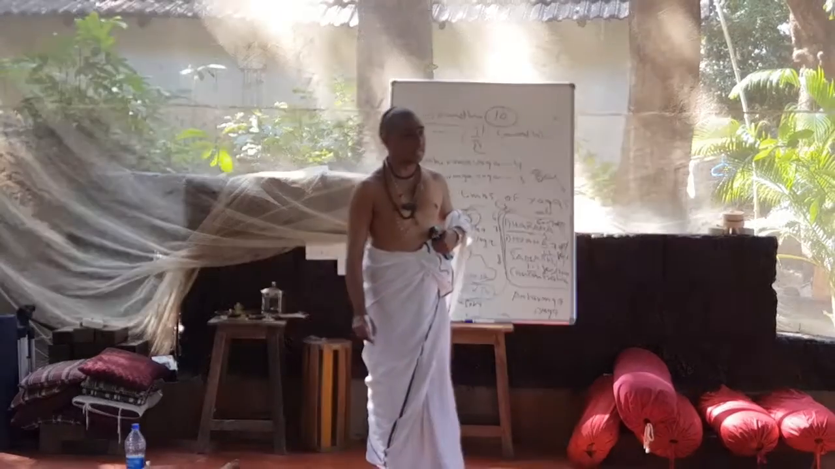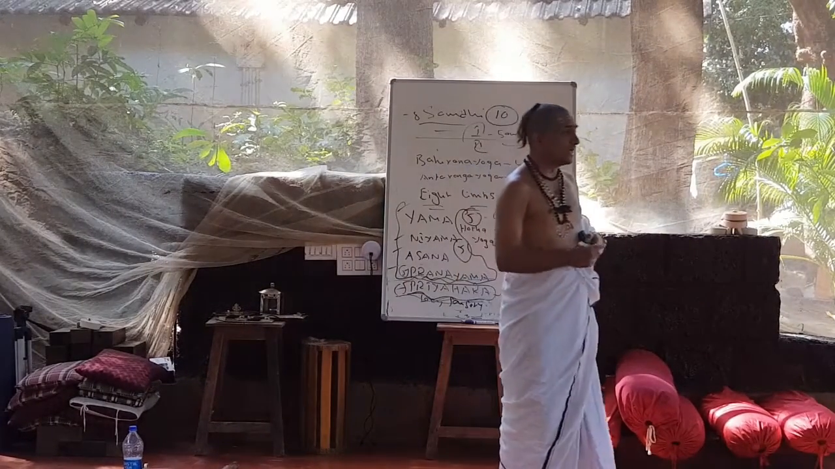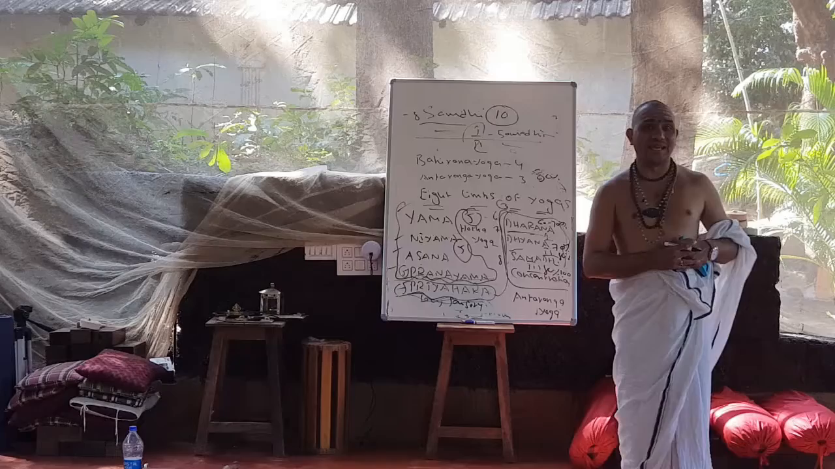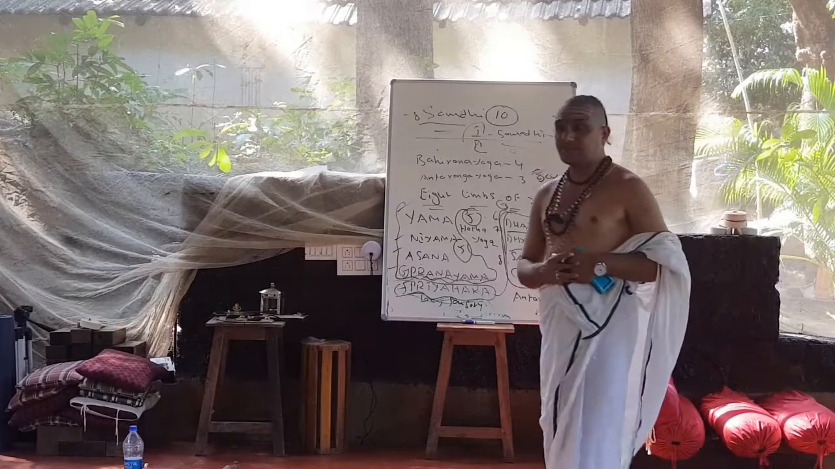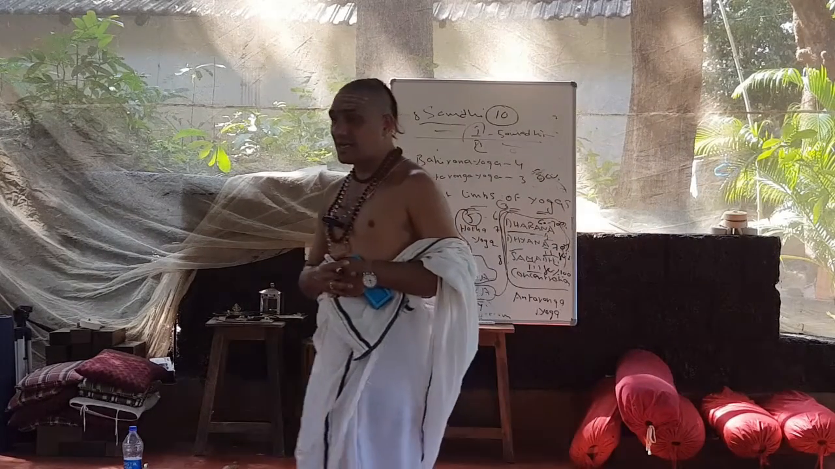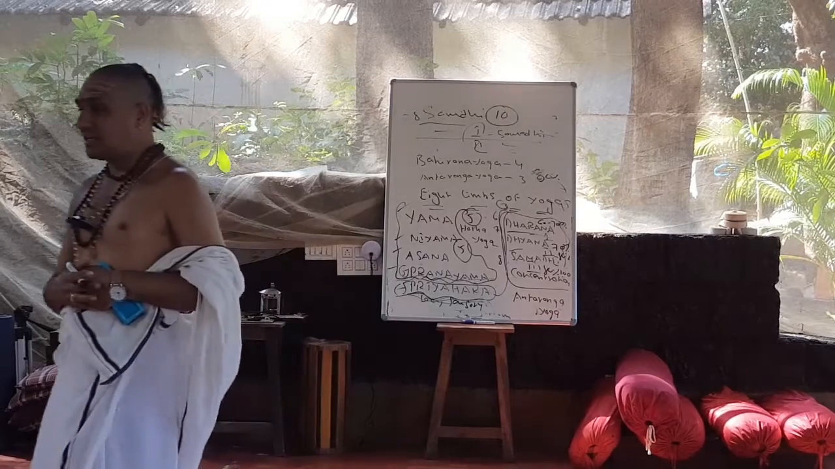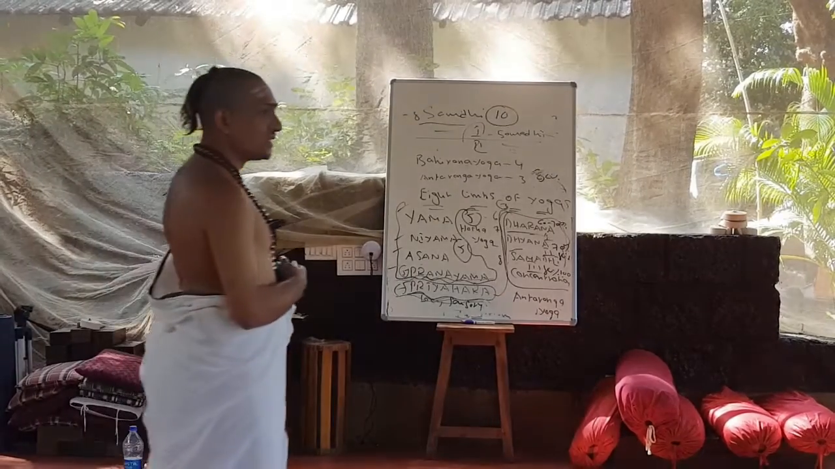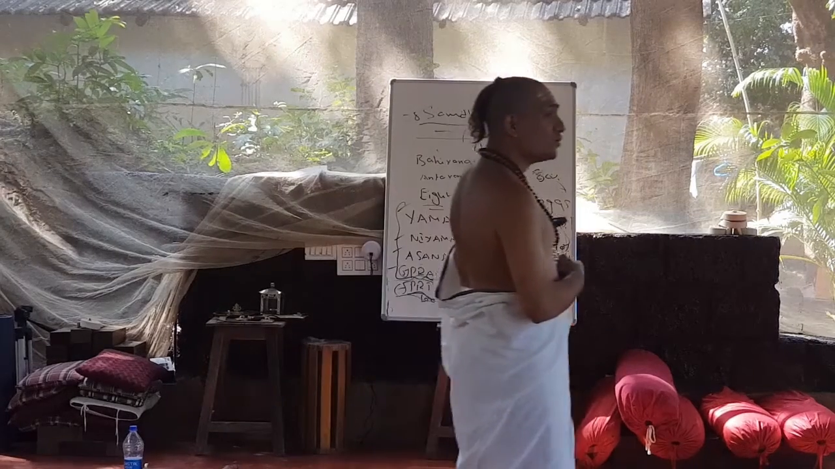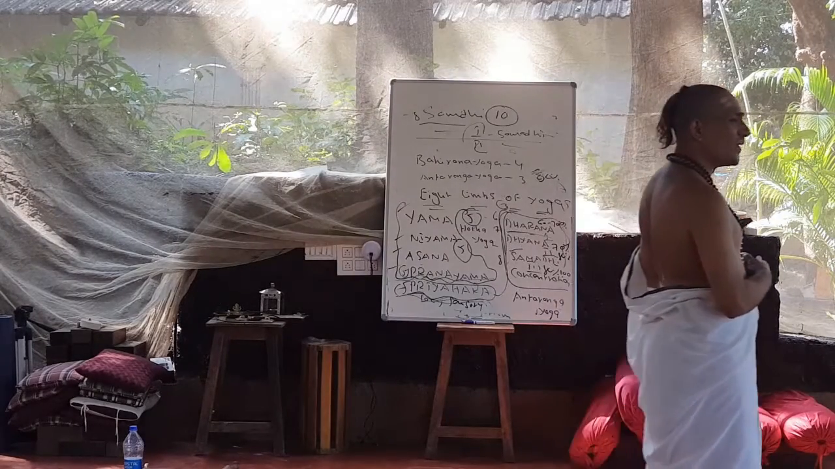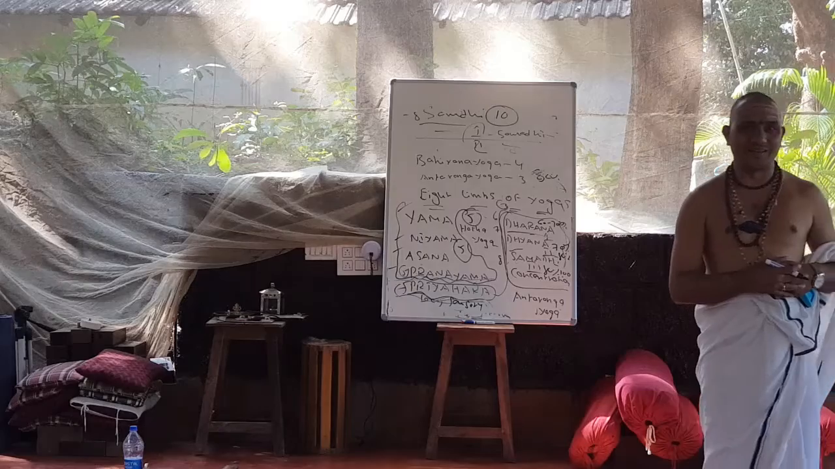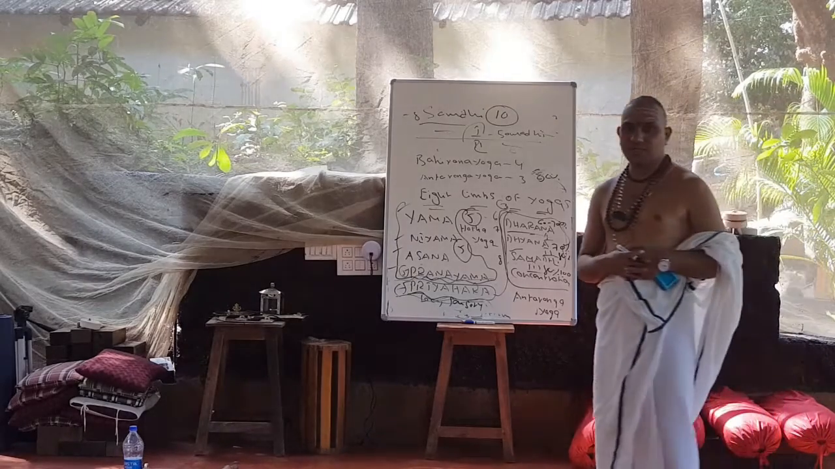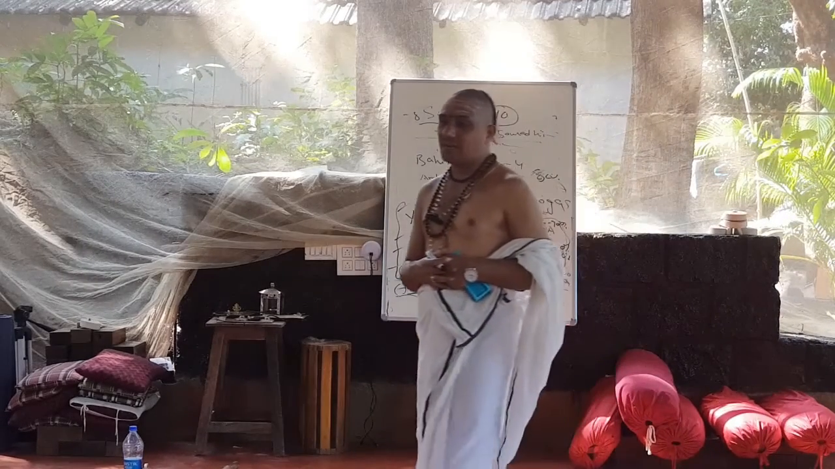Saucha means cleanliness. Santosha, which we call contentment. Tapas is called austerity. Swadhyaya is called self-study. And Ishvara Pranidhana, we consider it as self-surrendering to that consciousness. So these are the 10 rules and regulations a yogi should follow in his day-to-day life for connecting to that higher concentration and for connecting to that Samadhi.